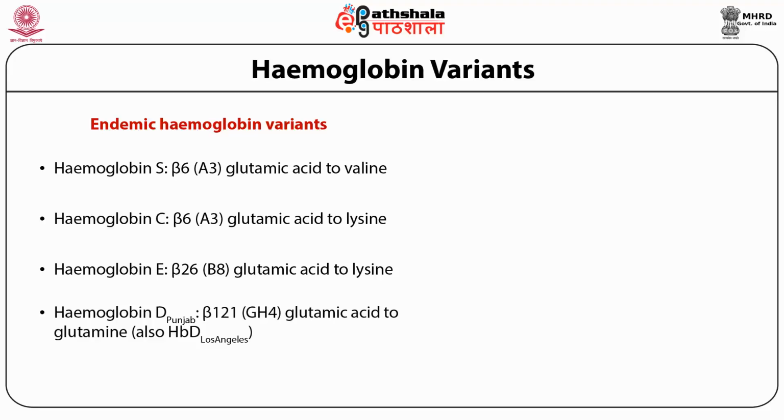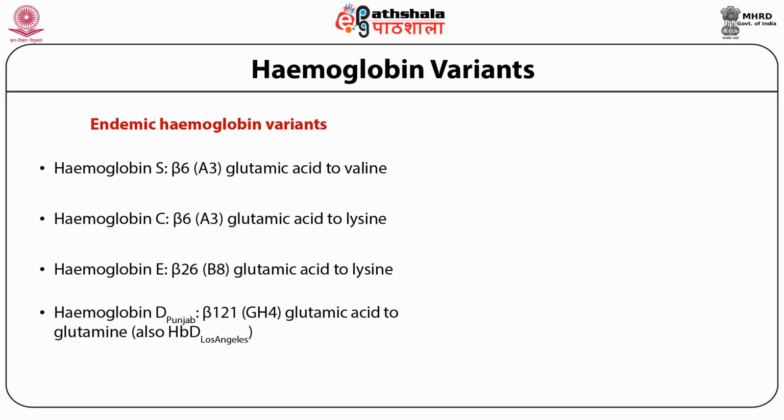It is the beta 121 GH4 glutamic acid to glutamine. This hemoglobin D variant is found in India and was first reported from Pune in a Sikh soldier. Later, further investigations in Punjab showed further incidence of HbD in Sikhs and Punjabis, and also in some parts of India such as Uttar Pradesh, West Bengal, Assam, Gujarat, Mumbai, Goa, Tamil Nadu, Kolkata or Kerala. It is not usually associated with any clinical manifestations.